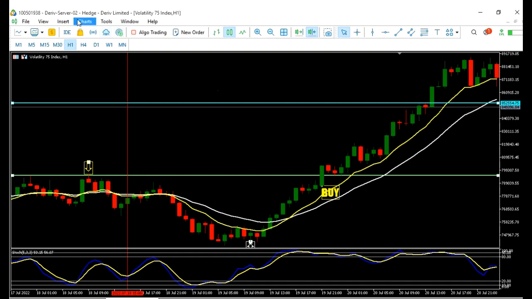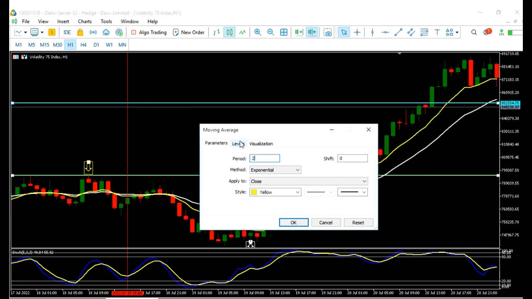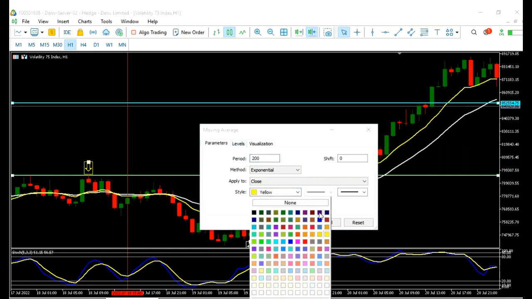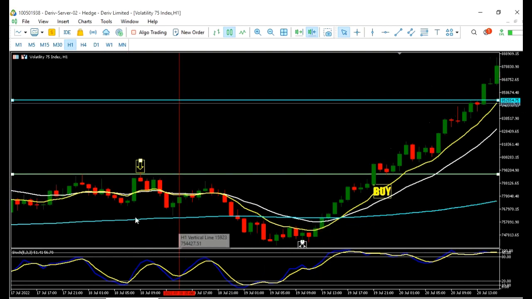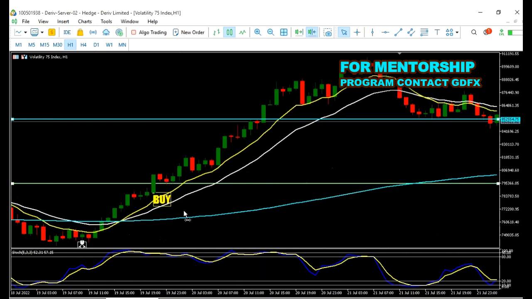Now, for clearer confirmation, you have to add your 200 moving average. What is the work of the 200 moving average? For you to confirm the trend of the day, the nature of the movement. Do you get that? The nature. So, as this has crossed over below the 200 moving average and is now above the 200 moving average, it gives you more confirmation that this market has completely become an uptrend. Do you get that? Yes. So this is how it works.